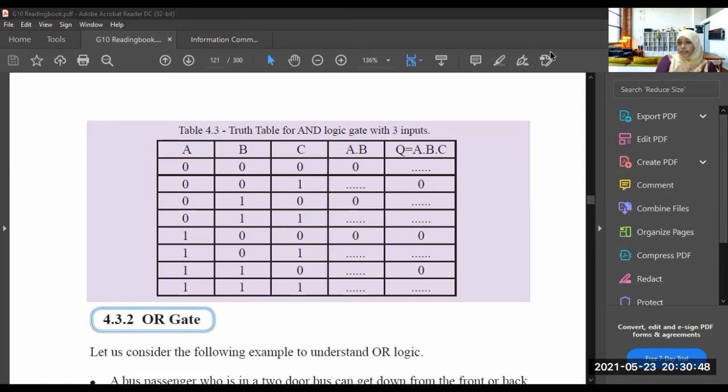Write it in your exercise book, okay? And keep it. And if you can send it to me also, I will discuss.